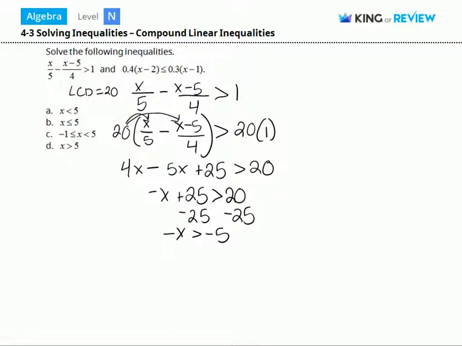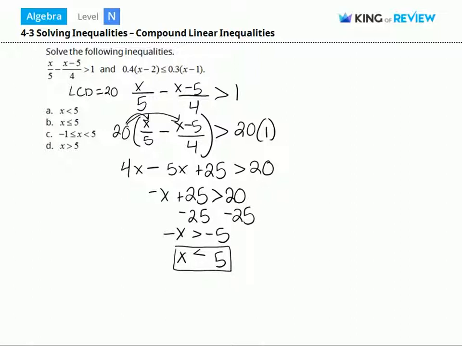And when we divide by negative 1 on both sides, since we're dividing by a negative number, it will switch our inequality sign. So we have x is less than 5. So this is the inequality for the first one.